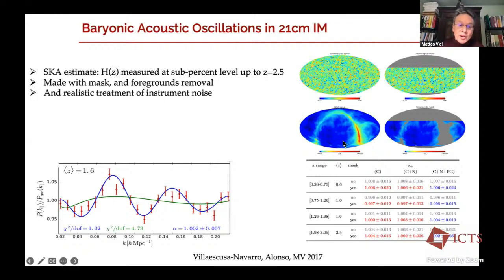This one, in the Boolean paper, was made with Fisher matrix. In this case, it is made for SKA mid. So to answer your question, H of z will be measured at the sub-percent level at redshift 2.5. Yes, I have this. Thanks.